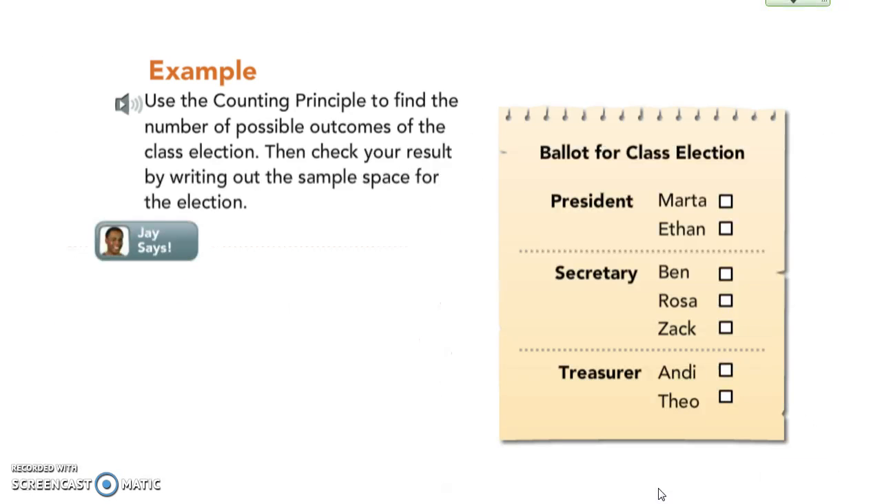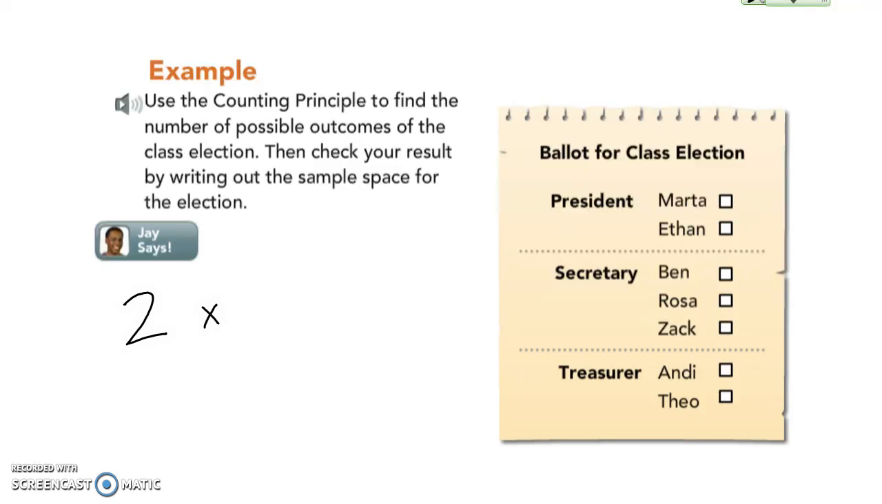Okay? So let's try this example, and I want you to do this with me in your notes. Call this example 1. We are looking at the number of outcomes for the class election. So we are making 3 choices. We are choosing president, secretary, and treasurer. How many choices do we have for president? We have Marta or Ethan, so that's 2.